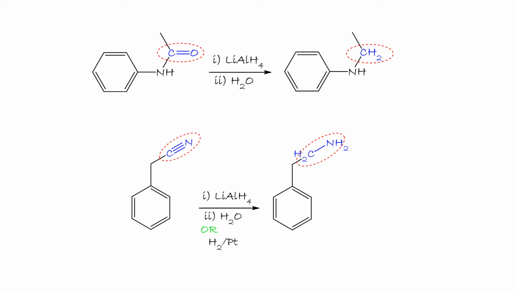So we notice that using lithium aluminum hydride, then addition of water or acidified water, we turn the C=O of the amide into CH2. So this is the transformation. And if we have a nitrile, we transform C≡N into CH2NH2.